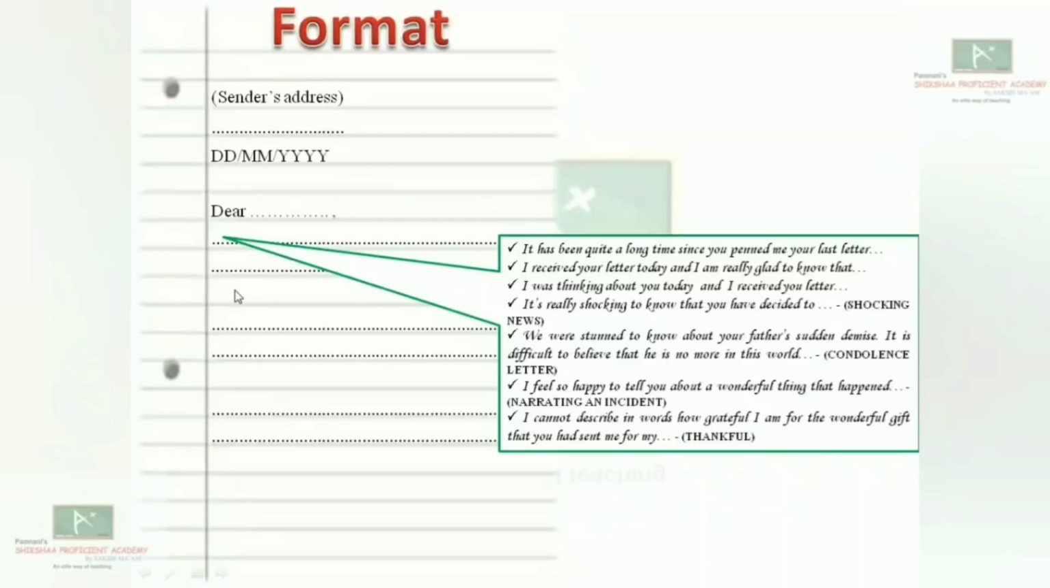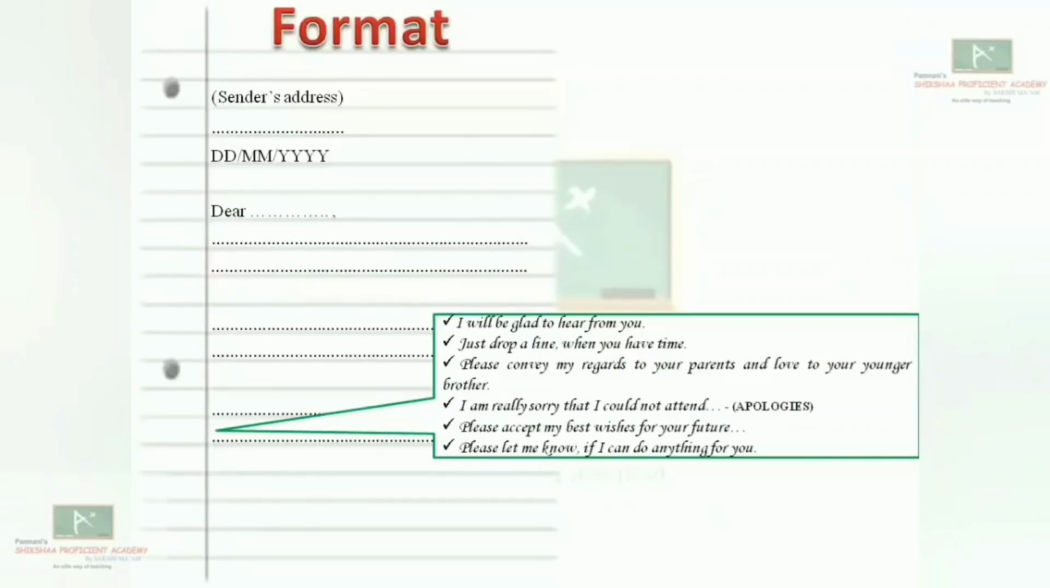The letter can end with a friendly note, like for example, I will be glad to hear from you. Just drop a line when you have time. Please convey my regards to your parents and love to your younger brother or sister. I am really sorry that I could not attend, in case when you want to apologize. Please accept my best wishes for your future. Please let me know if I can do anything for you.